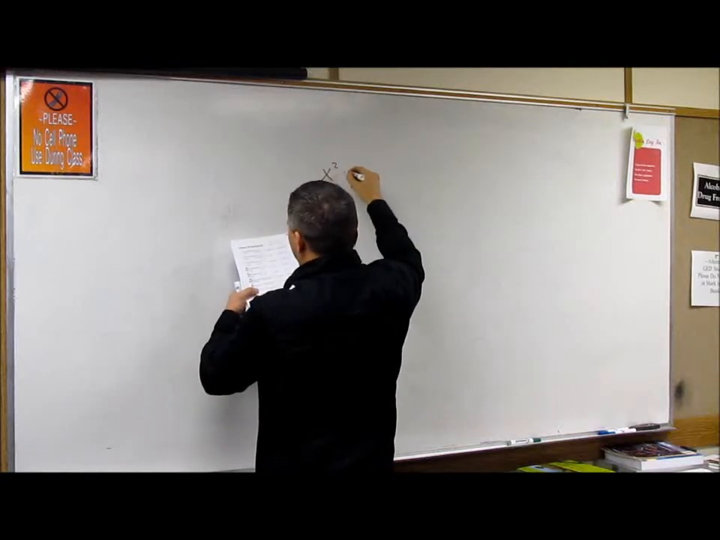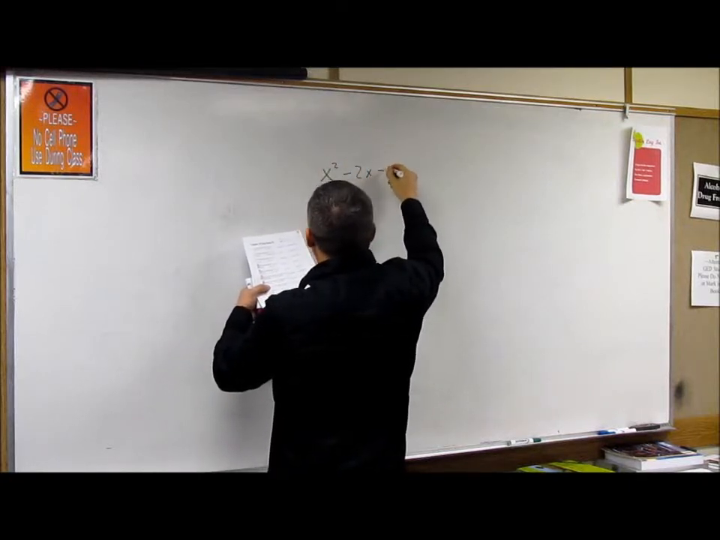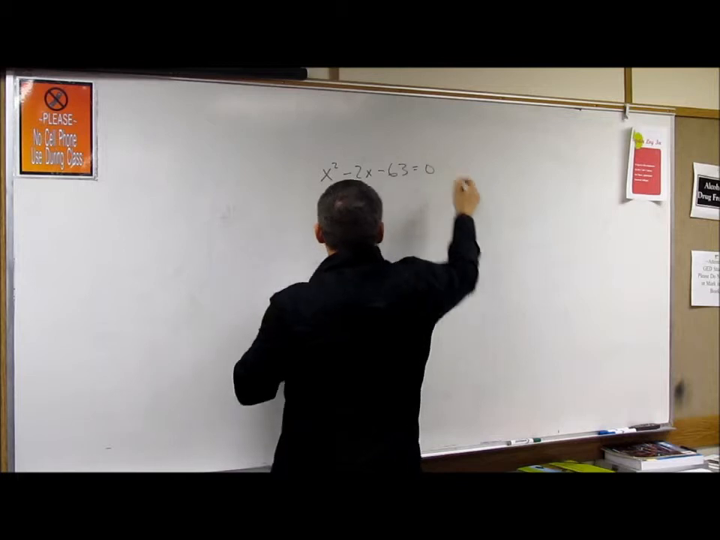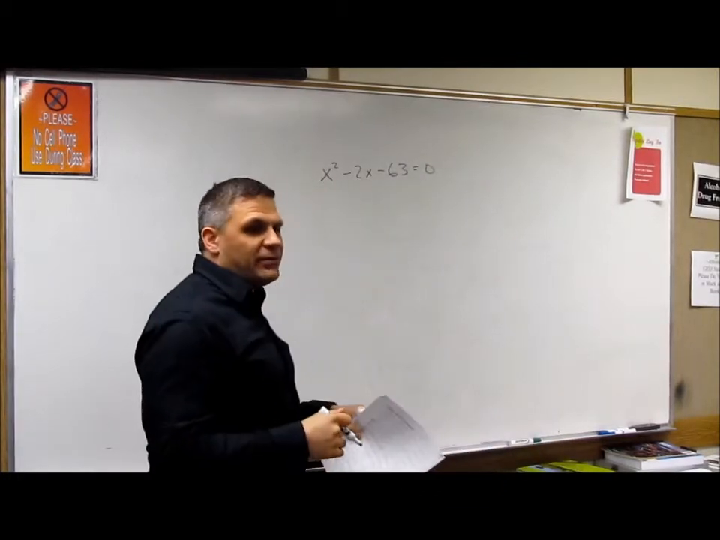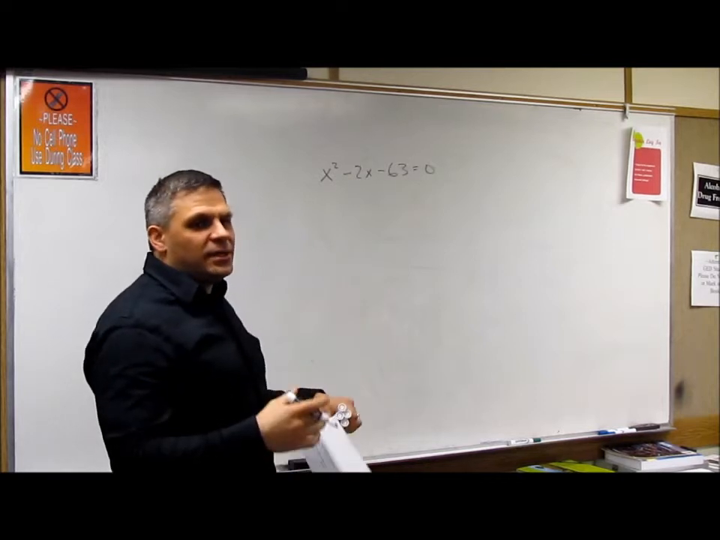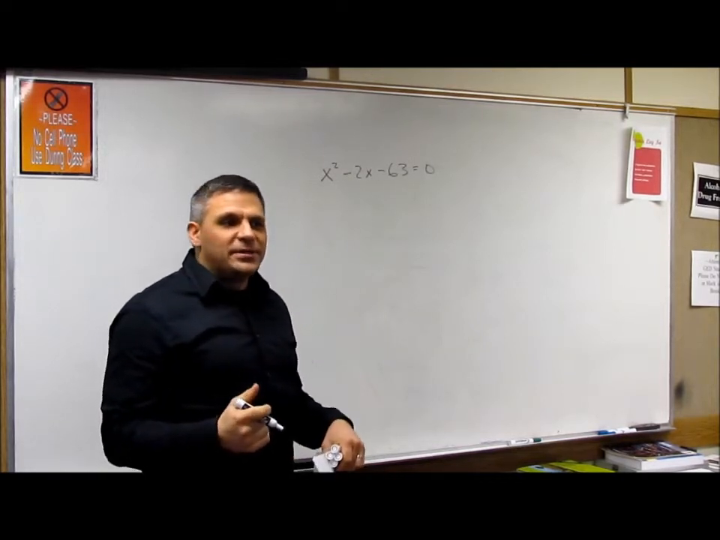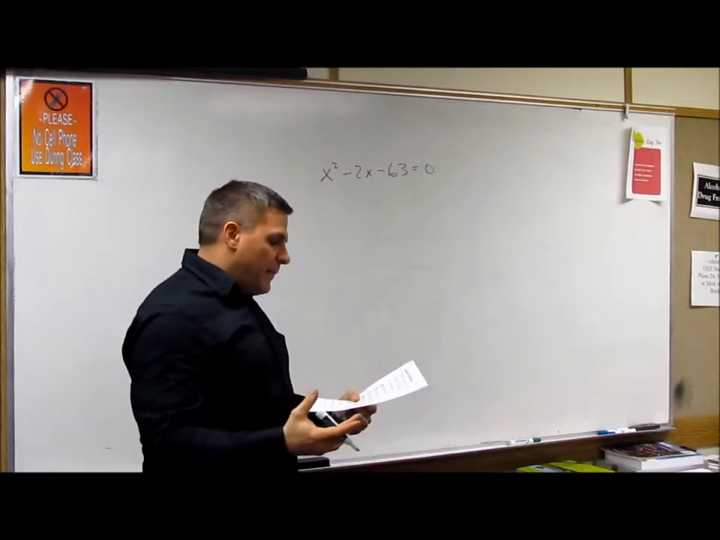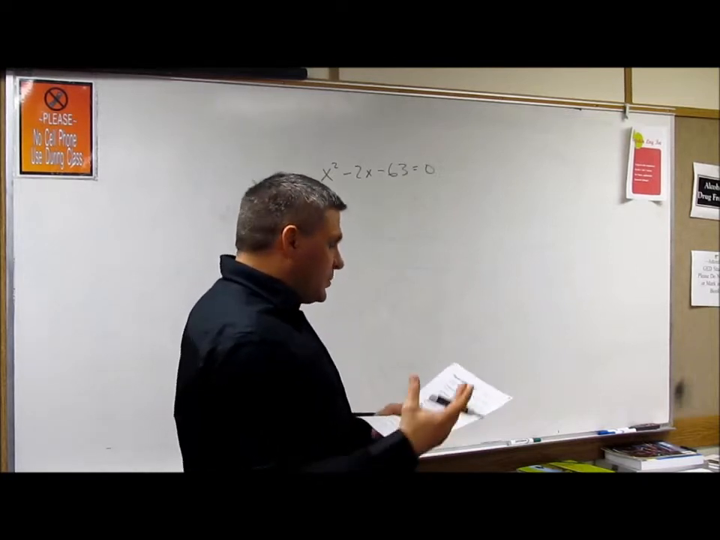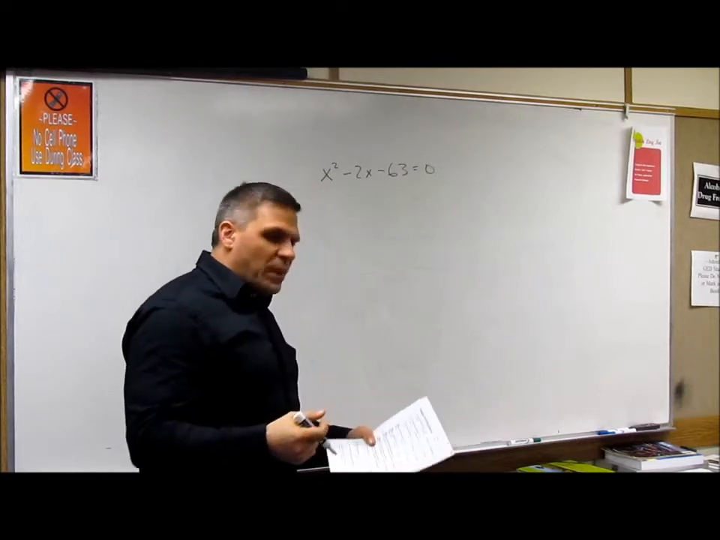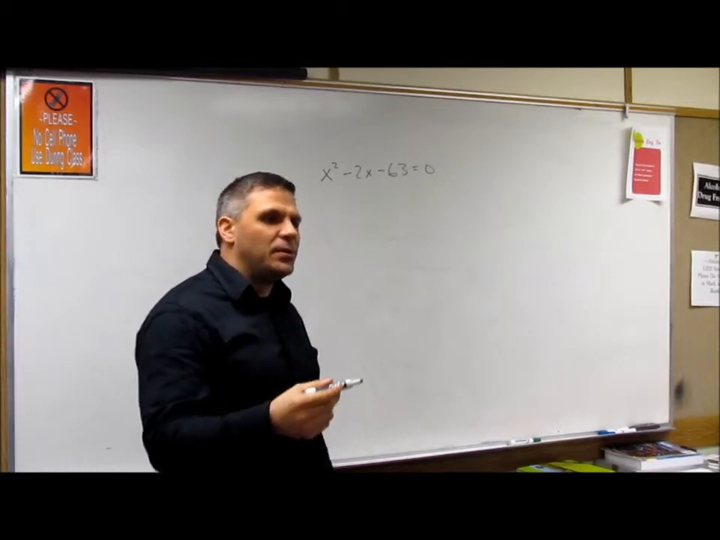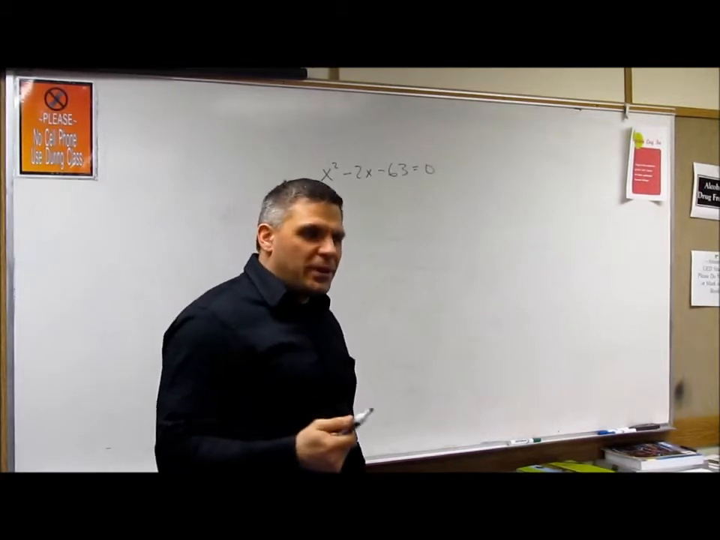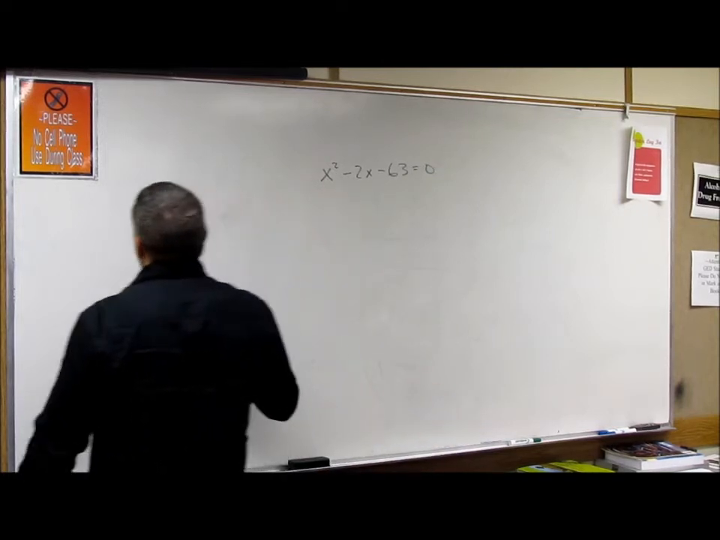x squared minus 2x minus 63 equals 0, we can use our factoring, right? Our 5-step method, break it down, factor it out. But what if it's not factorable? Now, this one looks like it's factorable, but we're going to use this one for practice with a new formula. Our formula is called the Quadratic Formula.